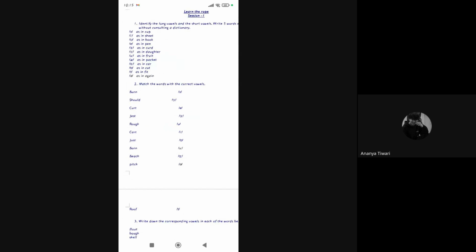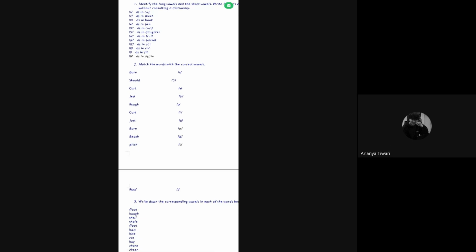Now the next one, match the words with the correct vowels. Because we are not going to test you on the symbols, I'm going to pronounce the sounds, articulating each of the vowels. You need to understand the sound, listen, and then tell me which among the words that you see on the right-hand side. You see burn, should, cut, just, rough, card, bond, beach, pitch, proof, right? Take a glance at those words, and as I say the sound, you need to tell me in which word you locate that sound.